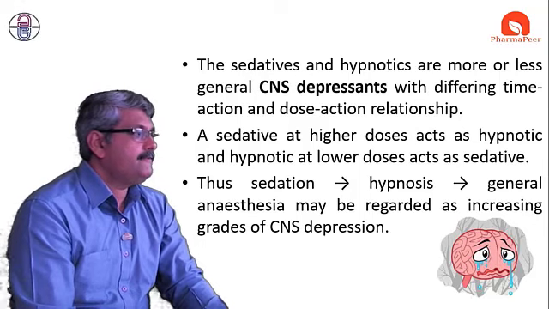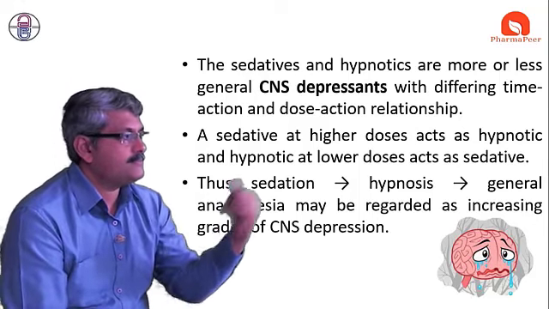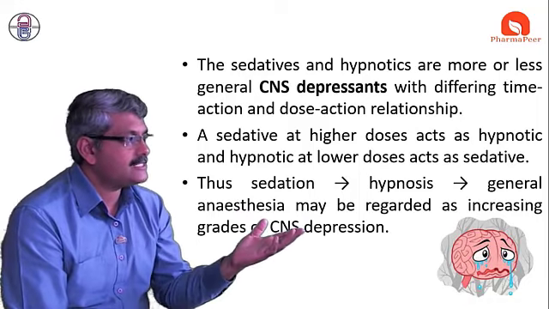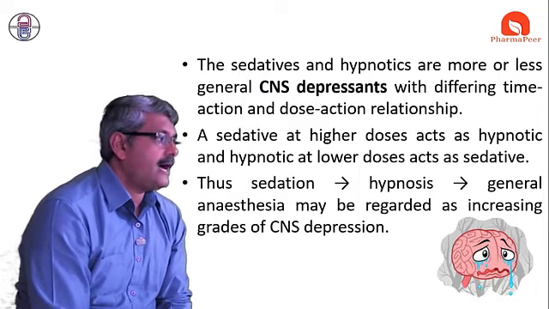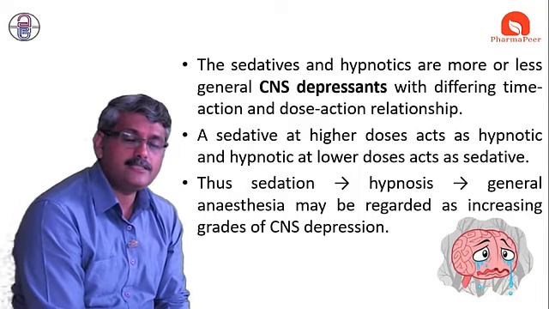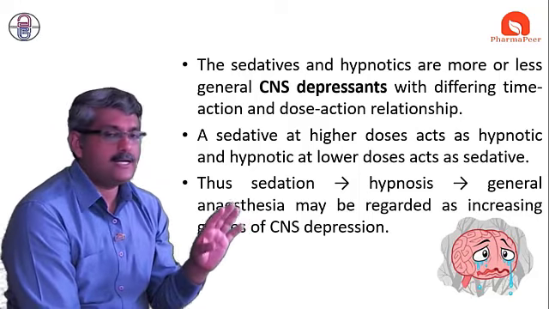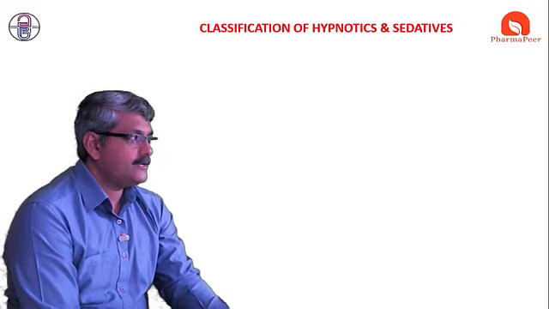Thus, when we start a sedation and increase the dose, it produces hypnosis. Again we increase the dose, then it gives general anesthesia. Again we increase the dose, then there is a severe high grade of CNS depression. So this is called a dose-dependent variation. So this is about the hypnotic sedatives.